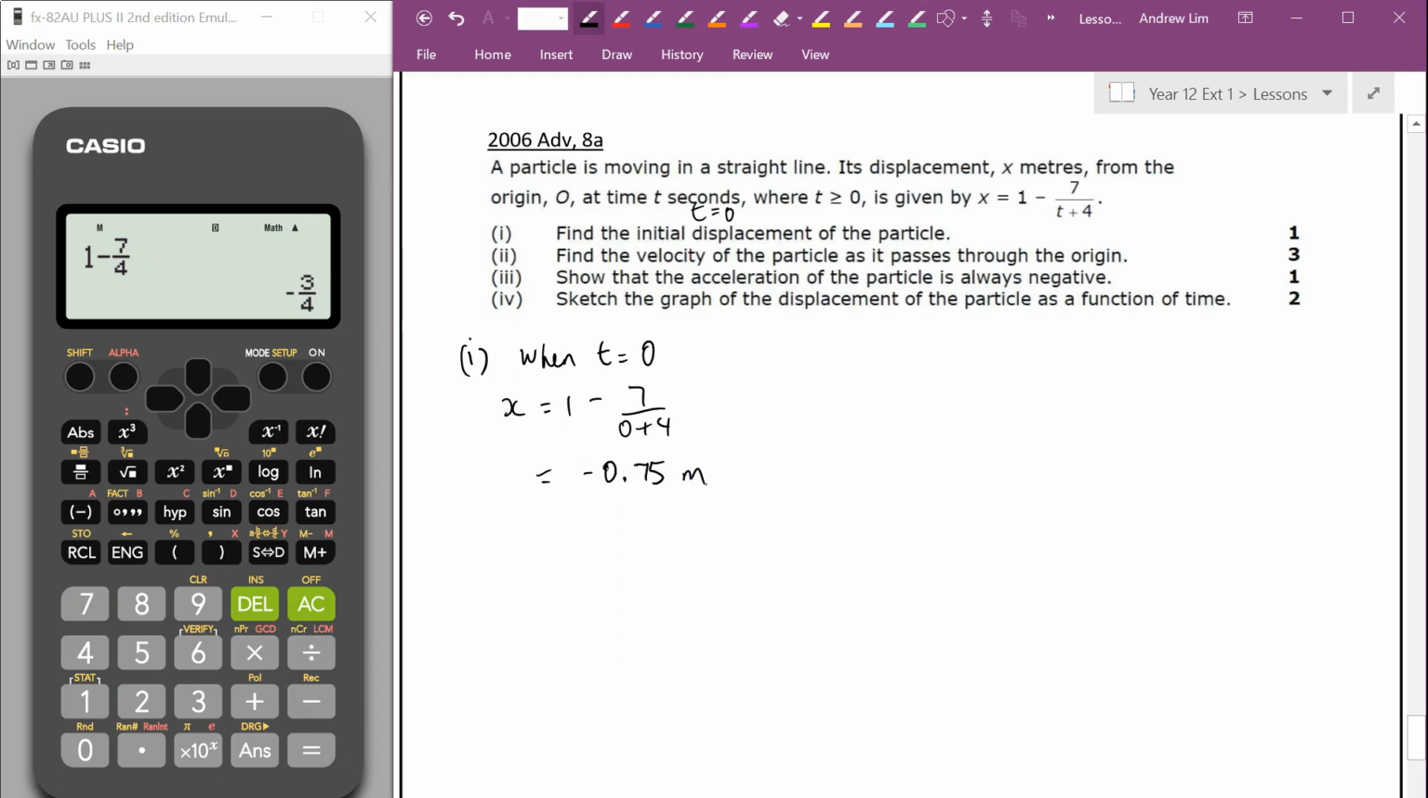Okay, so if you want to, you can write, therefore, the particle is initially 0.75 meters to the left of the origin.